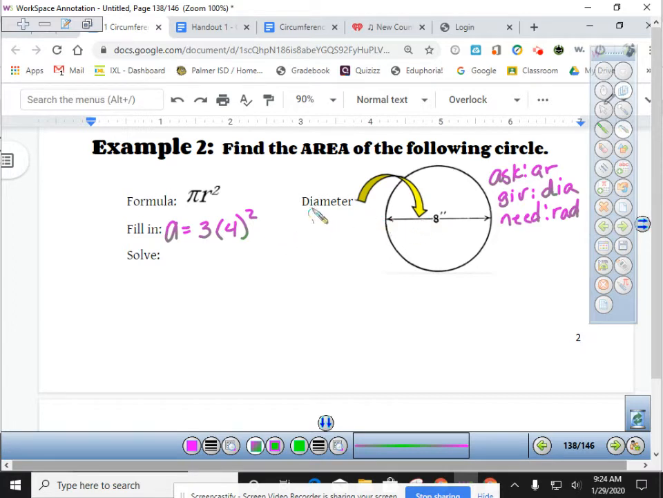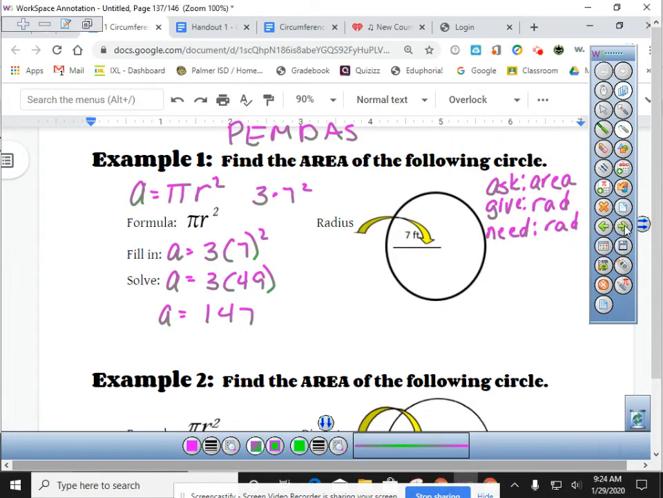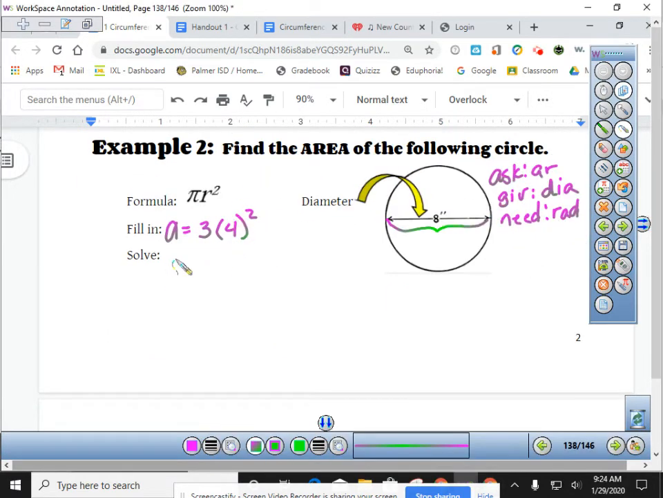Why is it 4? Because you take 8 and you divide it by 2. This is the diameter, right? And we need the radius. Always use radius. There is no diameter when it comes to area. Area equals 3 times what? 16. Area equals 48. We good?